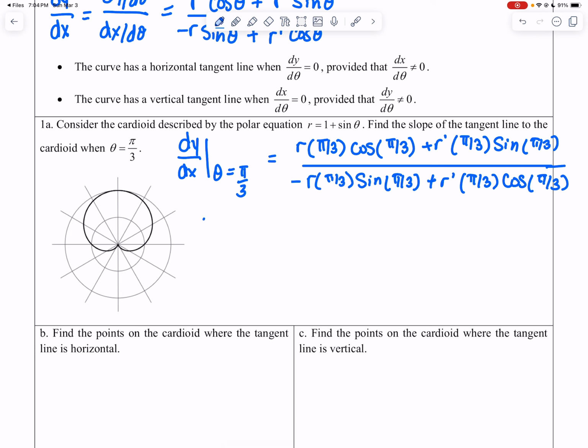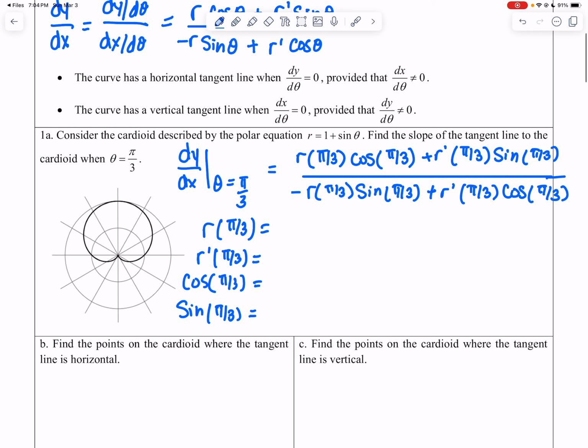So here we are going to find out what r is, what r prime is, what cosine of pi over 3 is, and then we're going to figure out what sine pi over 3 is. And then we are just going to substitute in and call it a day. So with r of pi over 3, I'm just going to plug in pi over 3 here. So 1 plus sine pi over 3, if I'm thinking about pi over 3 and sine, that is going to be root 3 over 2.